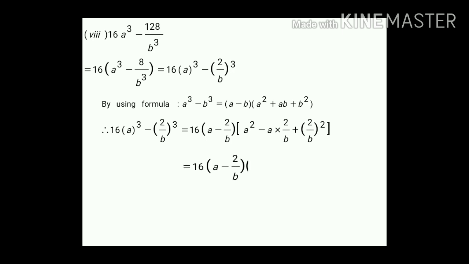16 we keep as it is. A minus 2 upon b, we keep the bracket same as it is, children. Now next bracket, a square plus a into 2, we get, children, 2a upon b, plus 2 square is what, children? 4, and b square is b square.